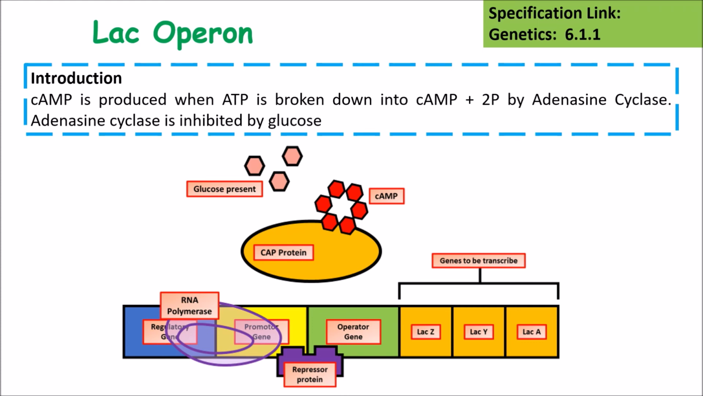So when the CAP protein is present and when the repressor protein has broken away, the RNA polymerase can move down the operon and transcribe those three genes into the proteins required for the bacteria to metabolize lactose.